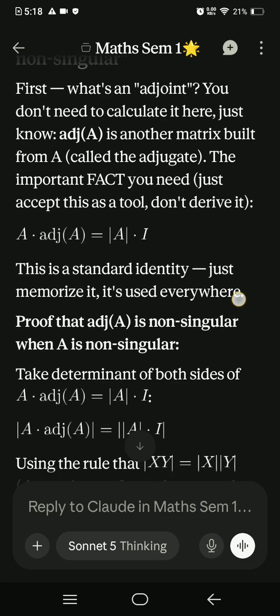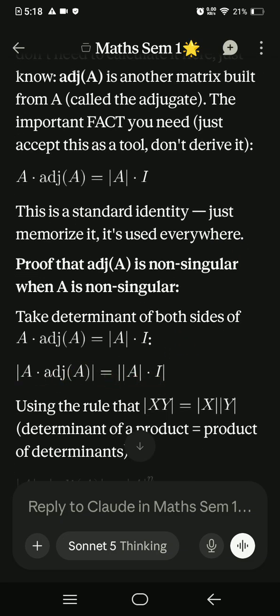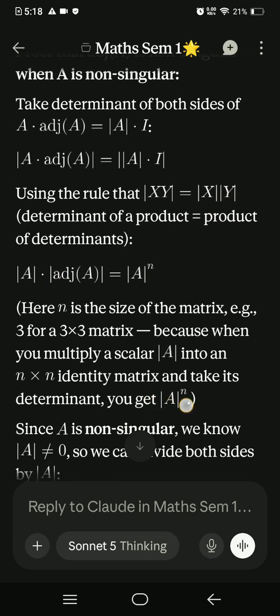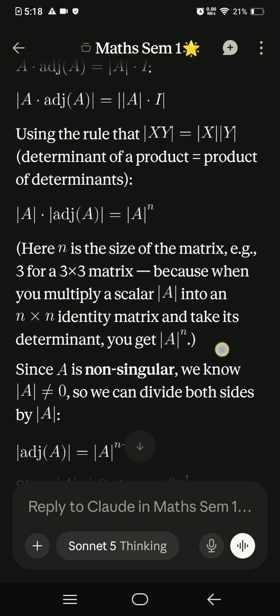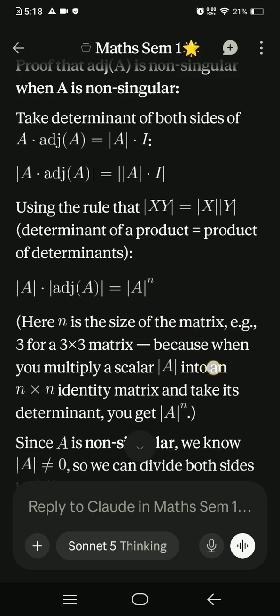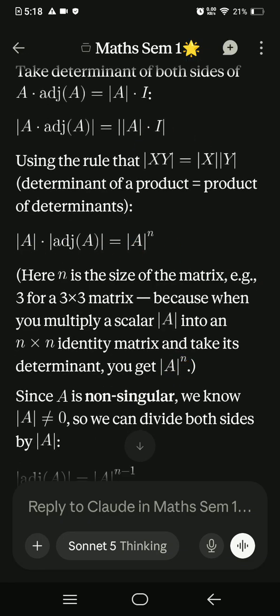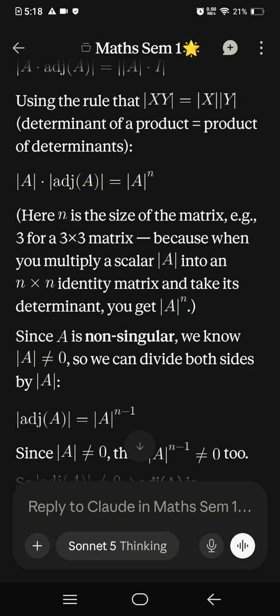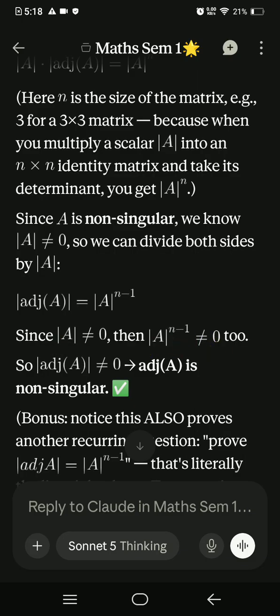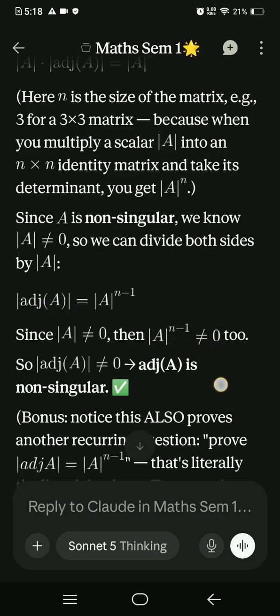We take the determinant on both sides. Then we use this fact to separate those, and we use another mathematical fact. This was new and weird to me, and I need to look it up. Using this fact, we can replace this part with this, and then we can divide both sides by the determinant of A, because the determinant of A is not equal to 0, so this is allowed. Then the adjoint of A comes out equal to this, and if this is not equal to 0, then this can't be equal to 0.